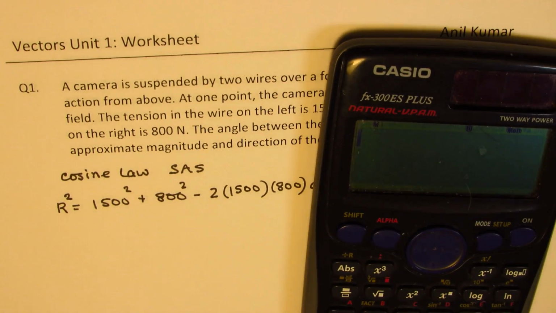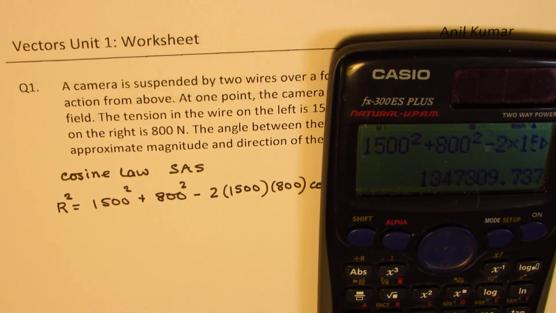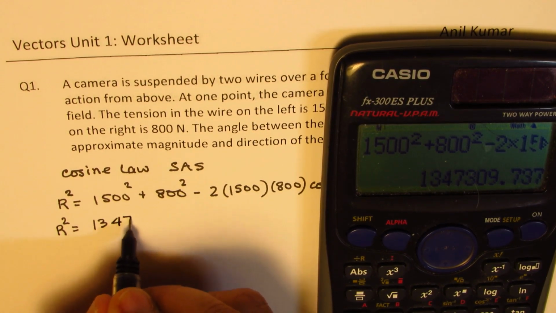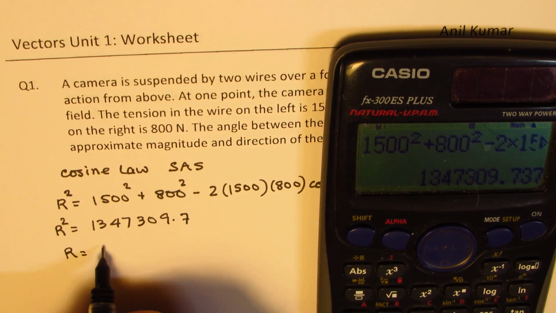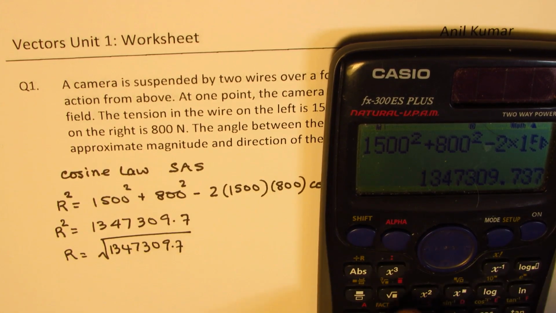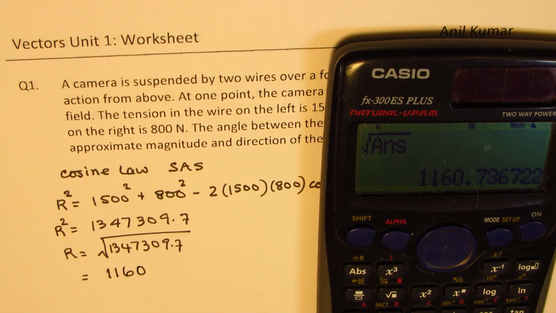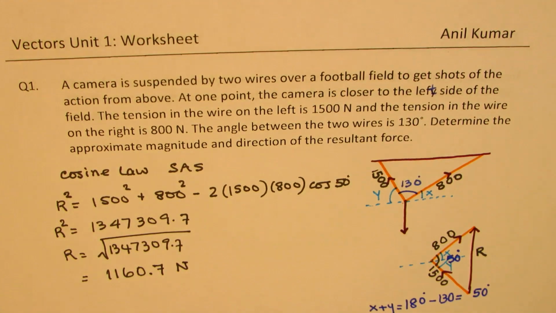So it's basic application of cosine law. So we have 1500 square plus 800 square minus 2 times 1500 times 800 times cos of angle 50 degrees, and we get a pretty big value, right? So we get r square is 1347309.7. So r is basically the square root of this. So let's do the square root of our answer, and we get a value which is equal to 1160.7 newtons. So that is how the first question should be solved.